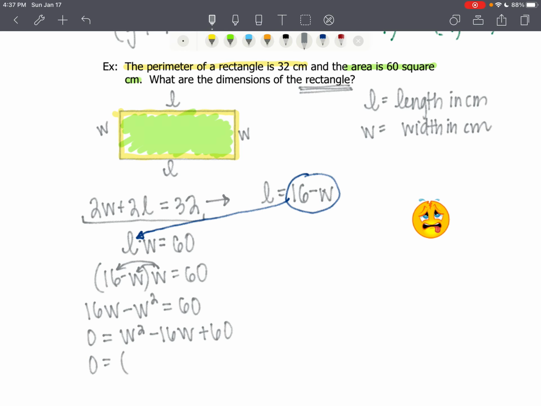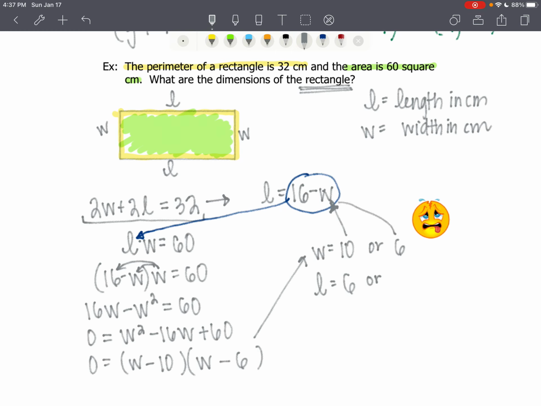And now I'm going to try and factor, which we get W minus 10 and W minus 6. Again, the more you factor, the faster you will become. And I get width could equal either 10 or 6. So when the width is 10, let's go back to that equation. The length is 6. 16 minus 10 is 6. If the width is 6, then the length is 10.